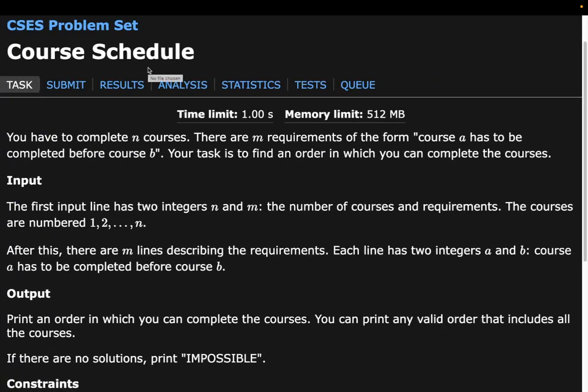Hello everyone. Today we are going to discuss the problem Course Schedule from the CSES Graph problem set. Let's go through the problem. You have to complete n courses. There are m requirements of the form: course A has to be completed before course B. Your task is to find out the order in which you can complete the courses.